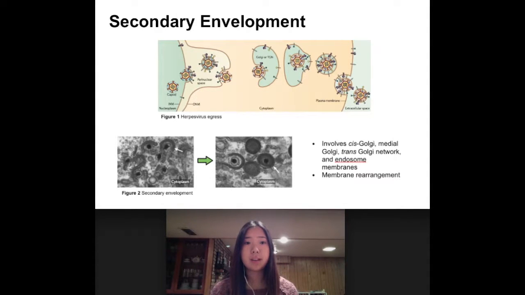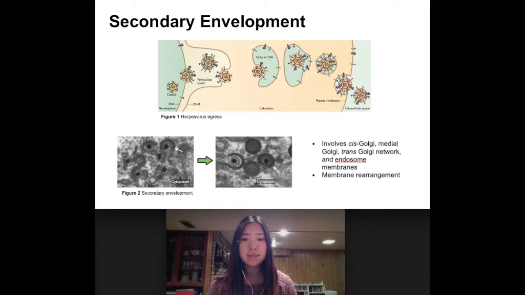Next, I will be talking about secondary envelopment. Secondary envelopment is the final stage before the virus is released. What happens is the viral capsid leaves its envelope in the outer nuclear membrane, and when it enters the cytoplasm, it will get a new envelope by budding into the membranes of the Golgi.